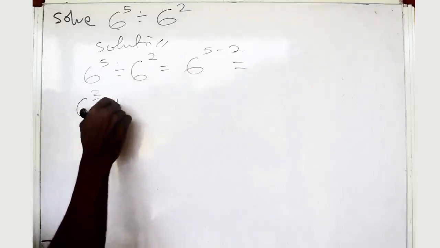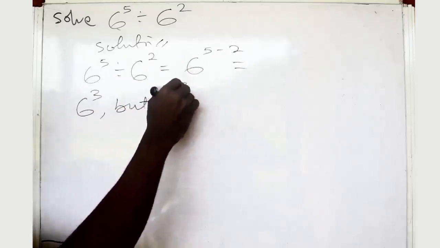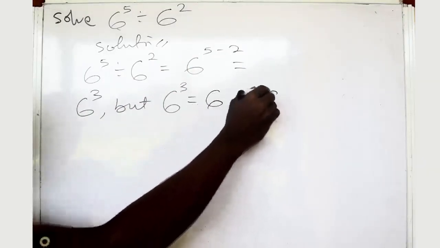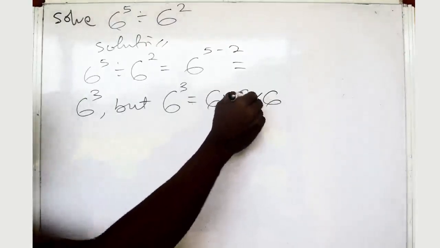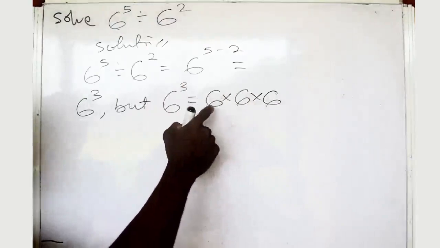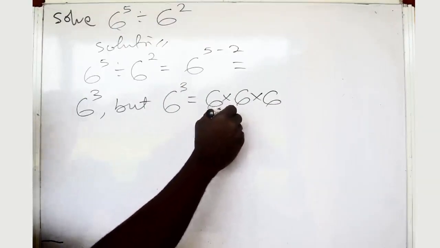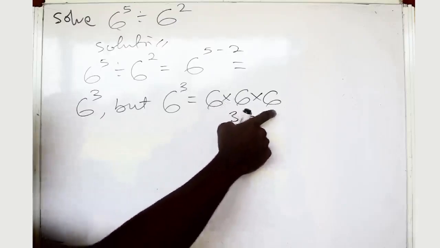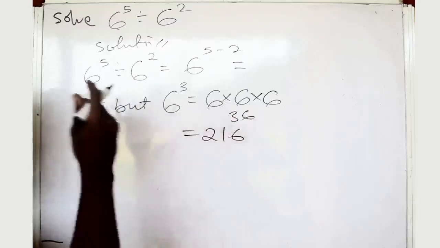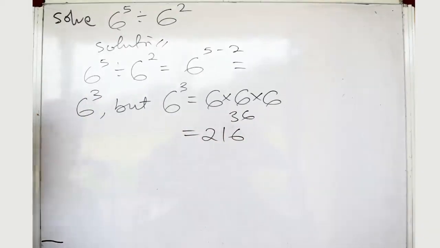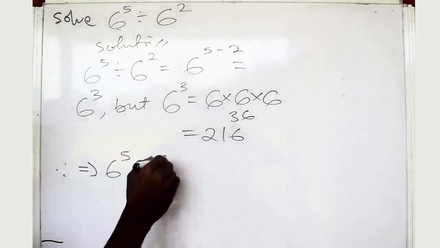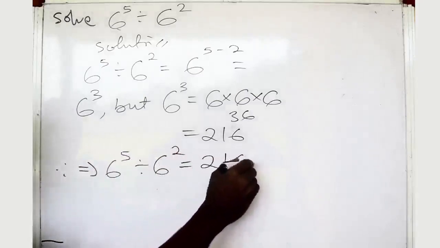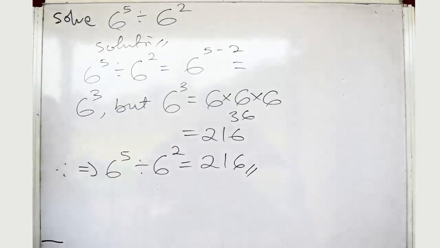3. But you and I know that 6 raised to the power 3 means we repeat what? The base, into 3 times, or to the value of the power, forgive me. 6 times 6 is 36, and 36 times 6 will give us 216. So therefore, this implies that 6 raised to the power of 5 divided by 6 raised to the power of 2 will give us 216. So perfectly, virtually the same.